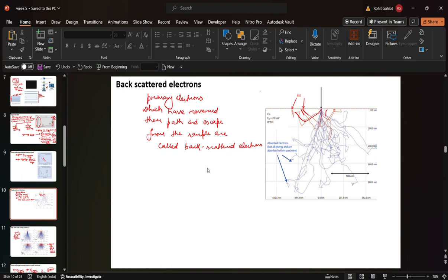It also depends on this. If you talk about the lower electron volt or lower voltages, then your interaction volume is small. And if you talk about the higher electron volt, then your electron trajectories will go wider and wider inside the material. And further, there is an influence of atomic number also.